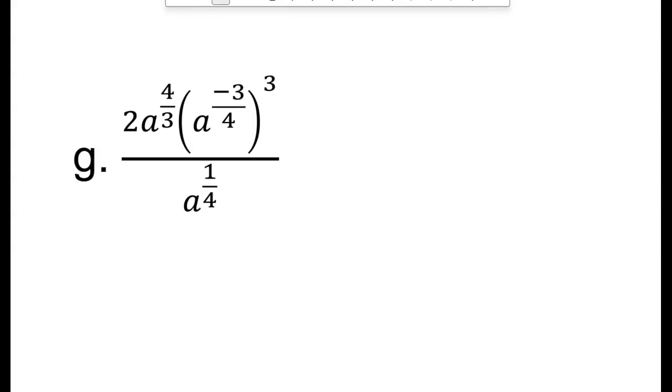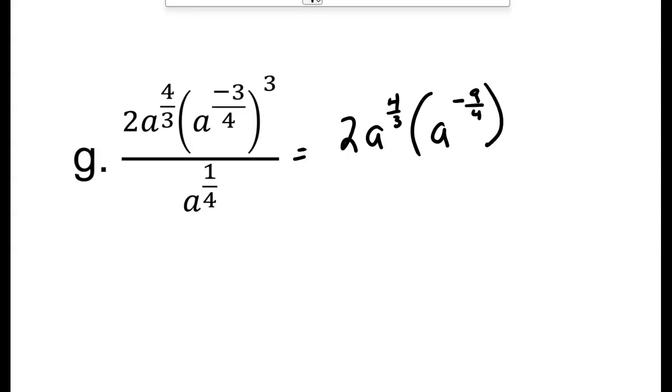All right, let's keep on going. Friends, order of operations. Got to get rid of what first? Parentheses, right? So let's do this one. Let's get rid of the parentheses. So this becomes 2 times a to the 4/3. And really, that's a to the negative what? Yep, 9 over 4. Do I need to show the in-between step there?